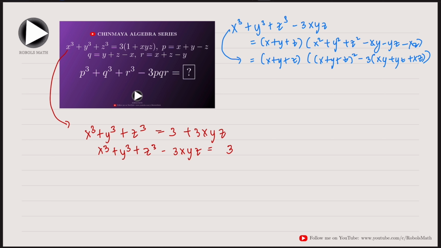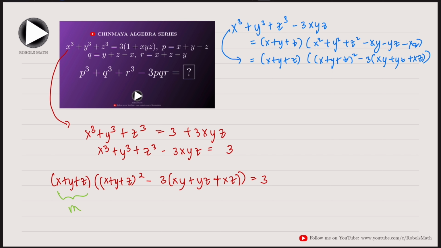Now if we use this formula, we have here x plus y plus z times x plus y plus z squared minus 3 times xy plus yz plus xz equals 3. Let's just simplify our writings by letting this variable be m and this be n, such that this expression becomes m times m squared minus 3n is equal to 3. Let's save this for later.